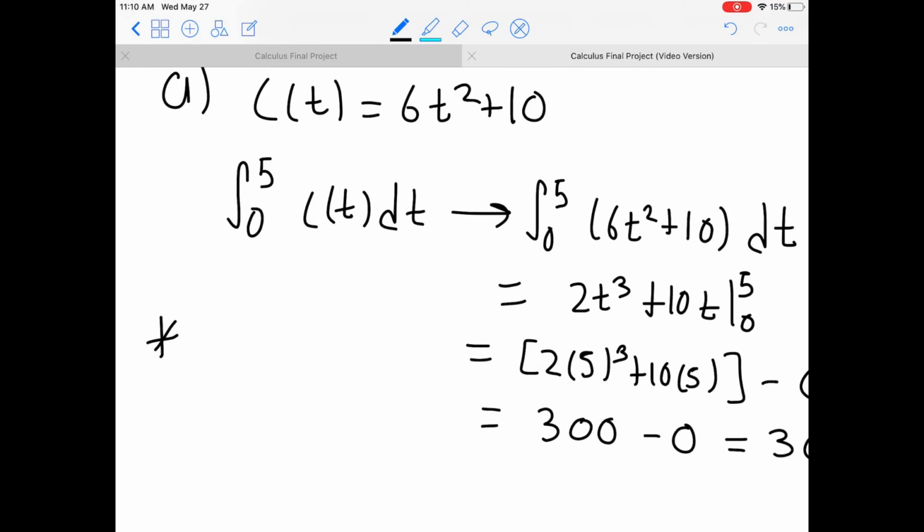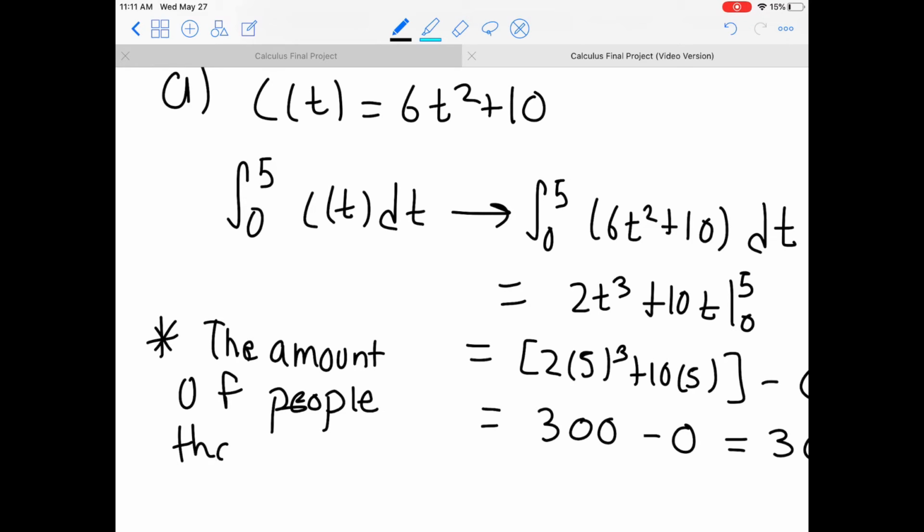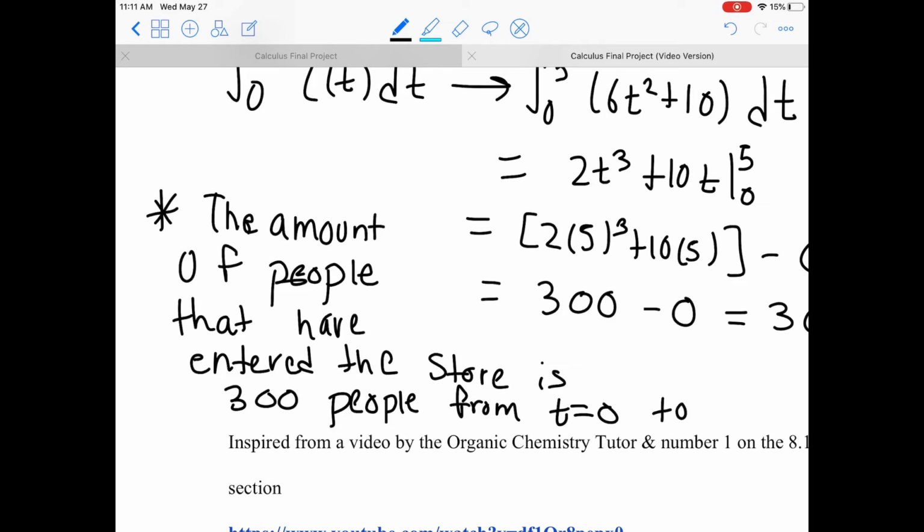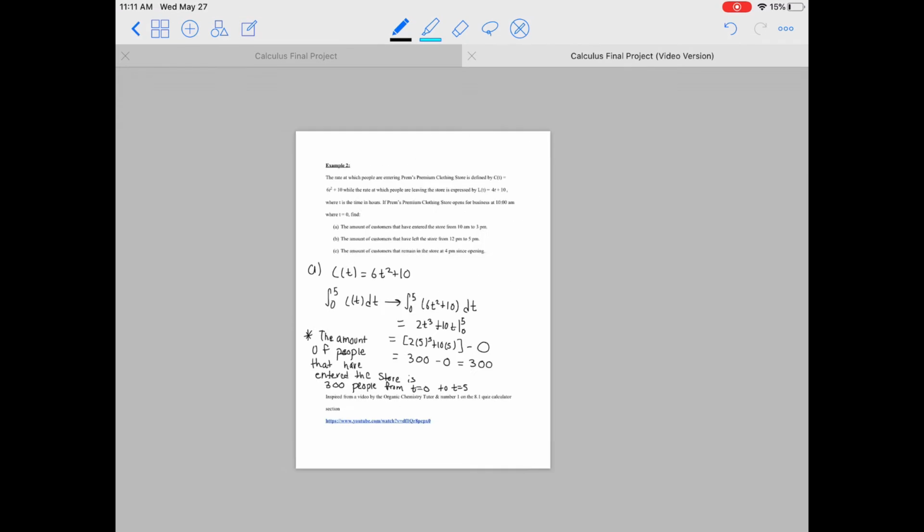So, the amount of people that have entered the store is 300 people from t equals 0 to t equals 5.